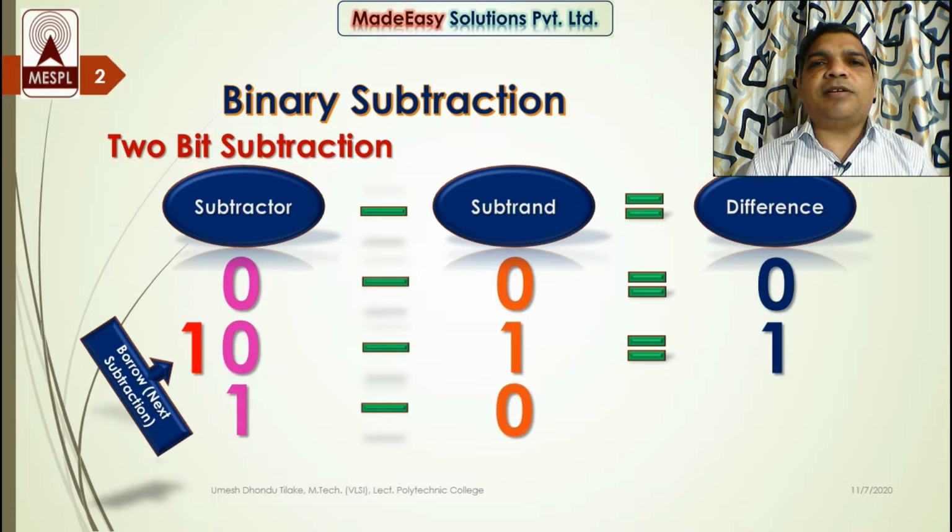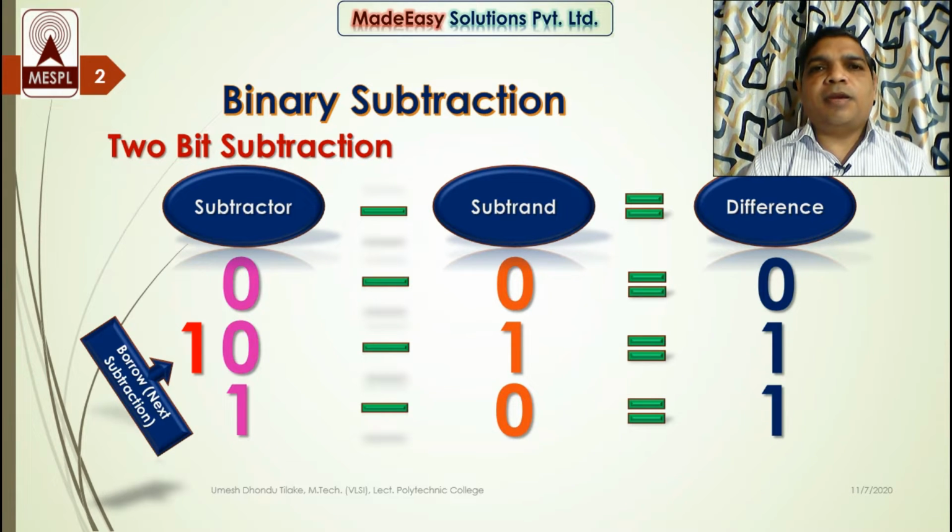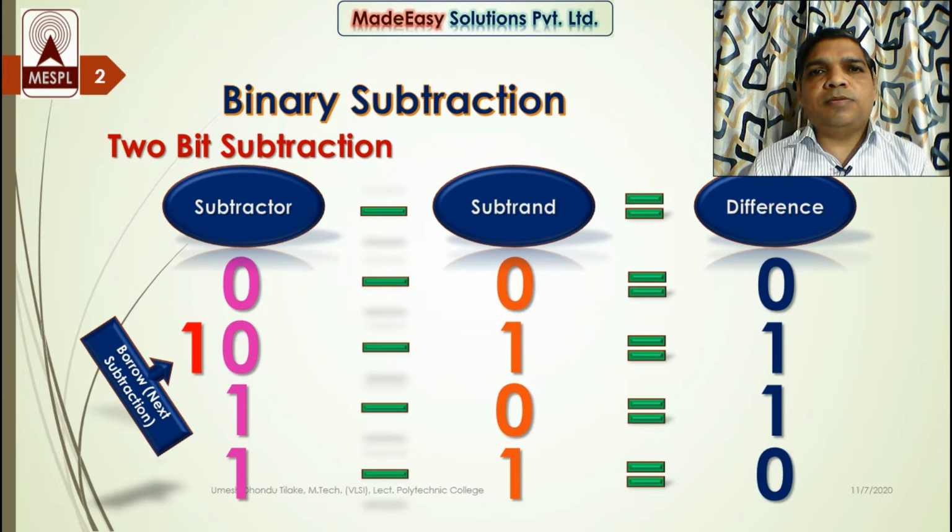Here my subtractor is 1 and subtrahend is 0. Now my subtractor is larger than the subtrahend, so I can subtract 0 from 1. So when 0 is subtracted from 1, I will get the result 1 over here. And our final possibility is both subtractor and subtrahend are 1. So 1 subtracted from 1 is 0. Memorize these results, we will require them in further slides.